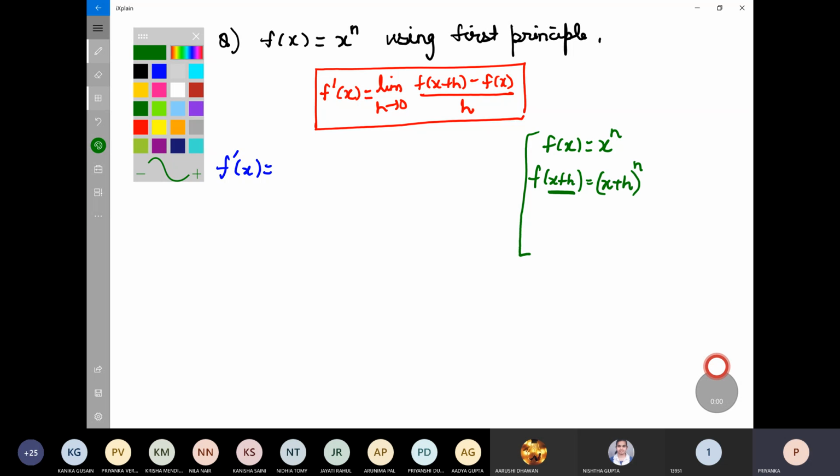So this is my f of x plus h की value, that is x plus h whole raised to power n. And f of x तो already x to the power n defined है upon h, और इसके आगे लिमिट था तो limit h tends to 0. लिख लिया हमने. तो फर्स्ट प्रिंसिपल की डेफिनेशन लगा दी है मैंने टू फाइंड द डेरिवेटिव.